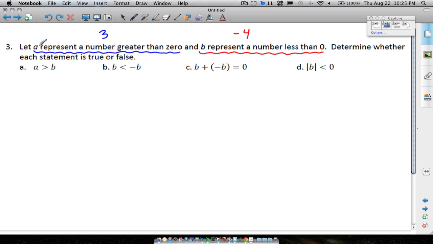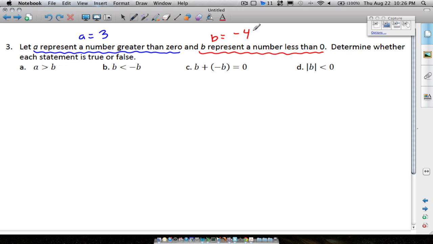As long as that number A is greater than 0, A equals 3. 3 is definitely bigger than 0. B equals negative 4. That's definitely less than 0. Now let's determine whether each statement is true or false. So using these numbers that I assigned here, you didn't have to pick 3. You could have picked 1, 2, 3, 4, 5, 6, 7, any number greater than 0, and for B, you could have picked any number less than 0, such as -1, -2, -3, -4, etc. So let's write this out and see if this is true or false.